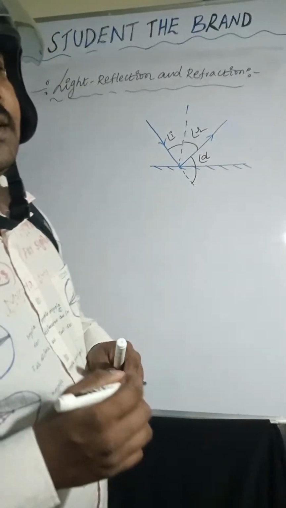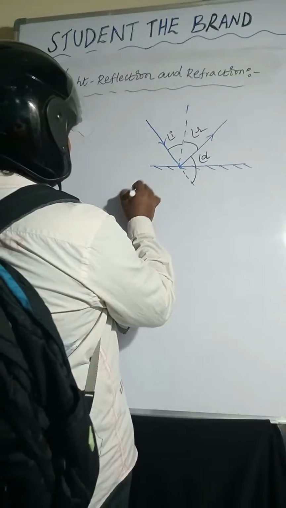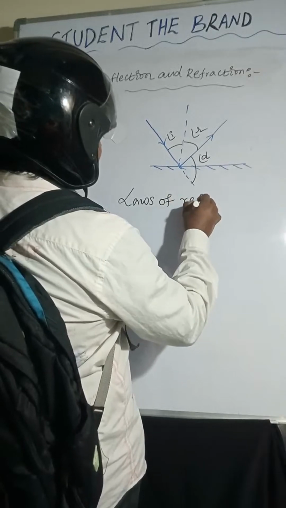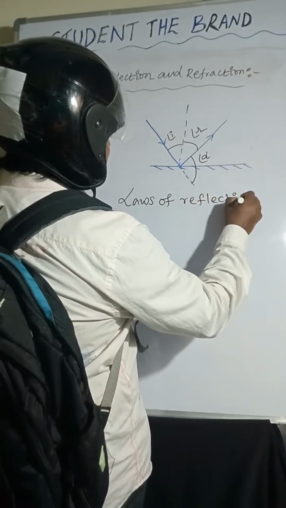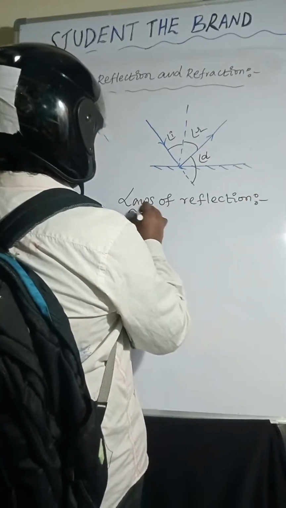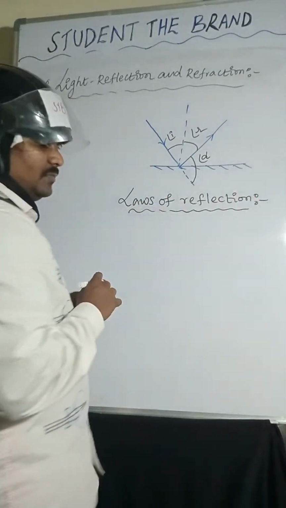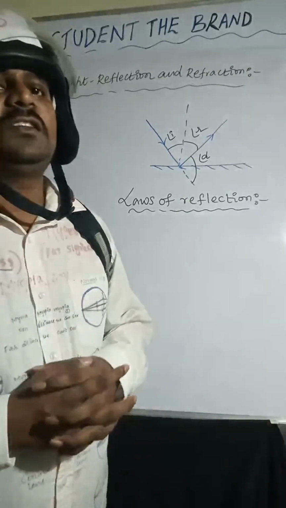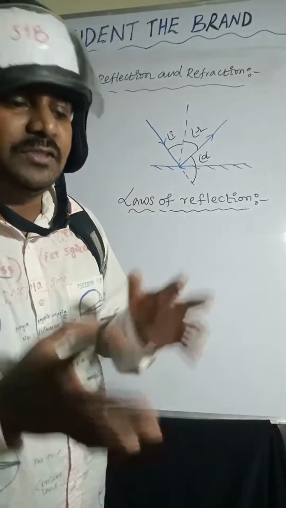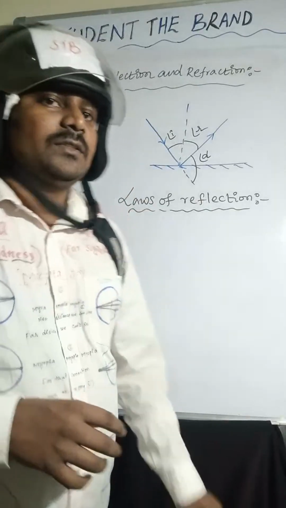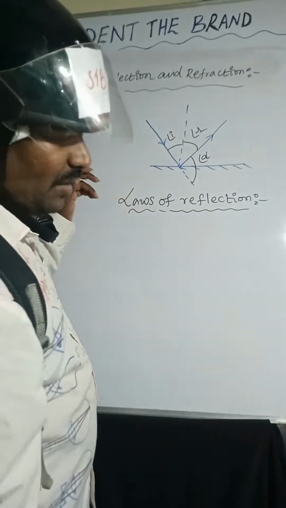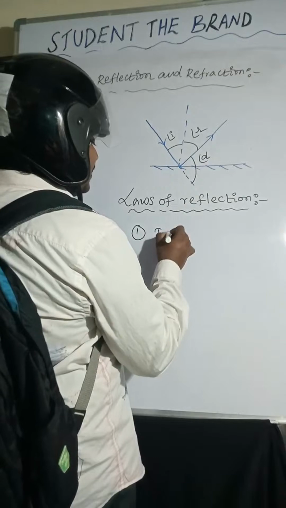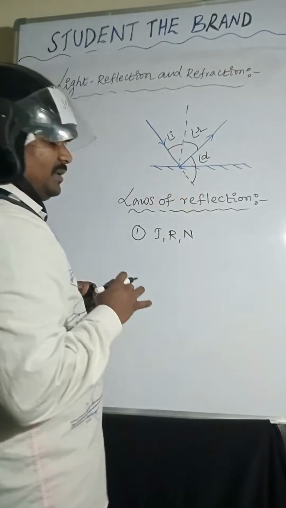Laws of reflection we'll discuss. What is the reflection of light? The bouncing back of light from the reflecting surface is called reflection of light. Now we are discussing the laws of reflection. Point number 1: the incident ray, reflected ray and normal line lie in the same plane.